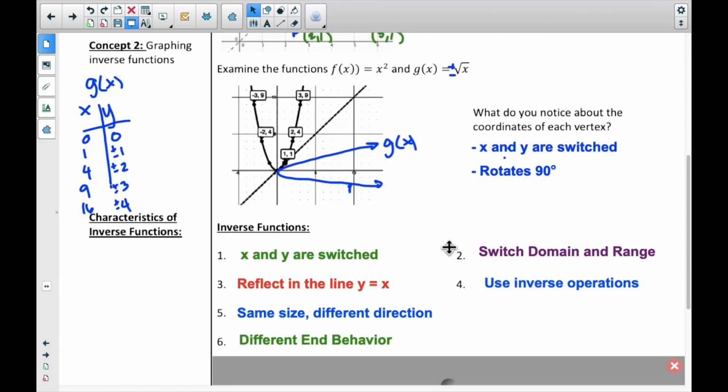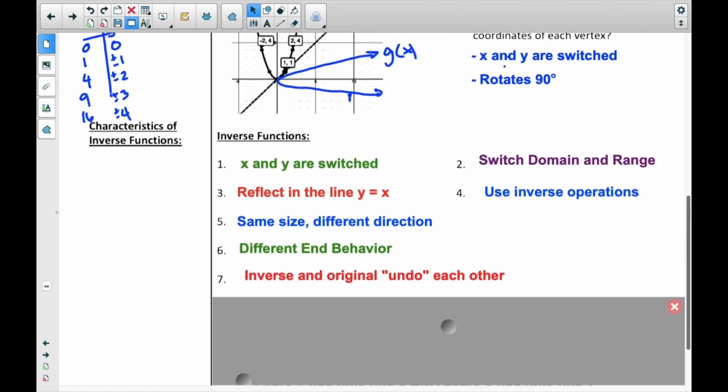Now, what I have written down on 5 and 6, they kind of go together. I took some student input from previous years and put these in here, so they are kind of similar. They're the same size, different direction, obviously, because they've been rotated, right? And then they have different end behavior. So back to our example up above here, the parabola is opening up and going towards positive infinity in the y values. Whereas on this one, the end behavior is going towards positive infinity, but in the x values. And so they have different end behaviors.